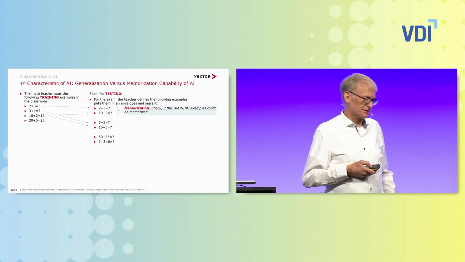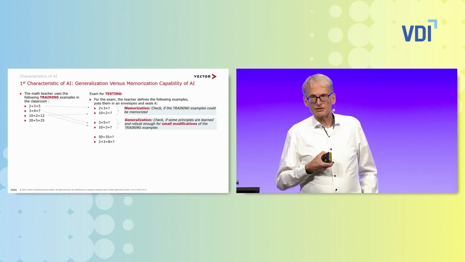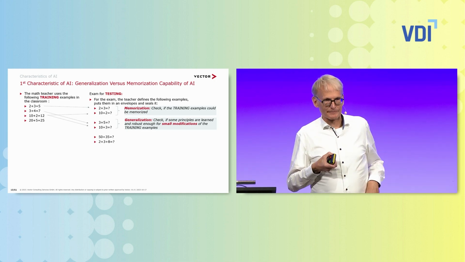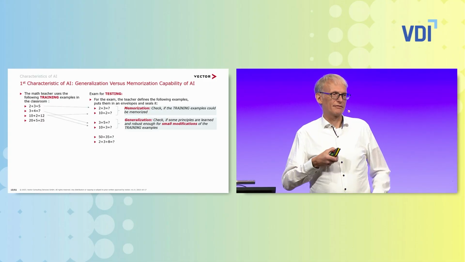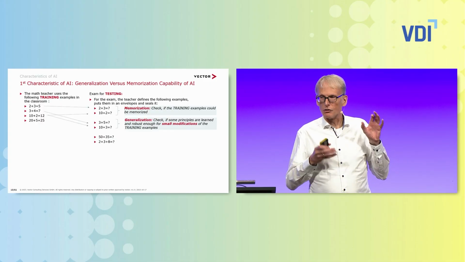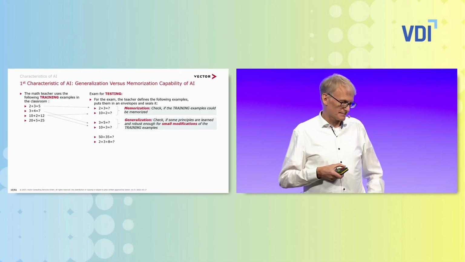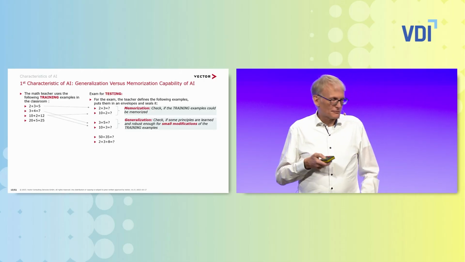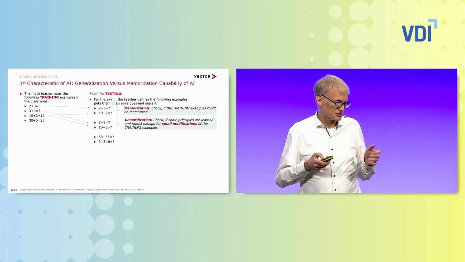It's memorization. Then there's a second level. It's small modifications of the training examples. It means some minor modifications, and the students have learned some concept of what is going on and how to add numbers. So we look for a generalization capability for small modifications.